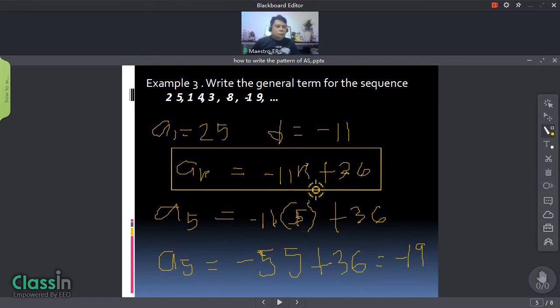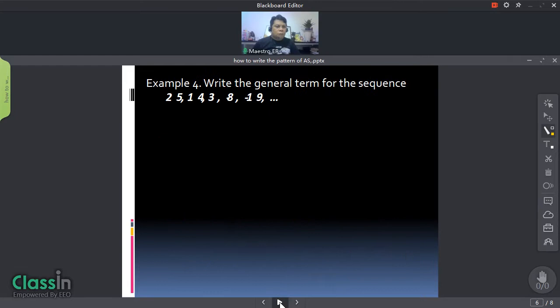Okay? So, that's it. A sub n is equal to negative 11, the value of d, times n. Then, you add the desired number to satisfy a sub 1, by examination. So, let's have another one. The same example, I think let's proceed to another one. Okay, so we have that.